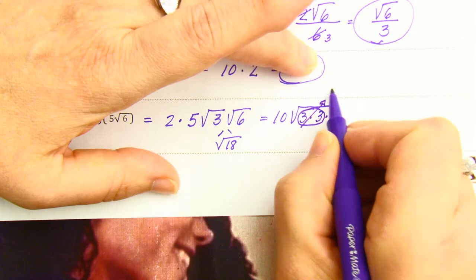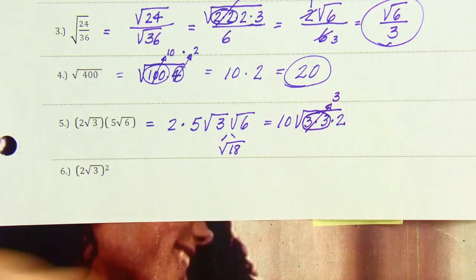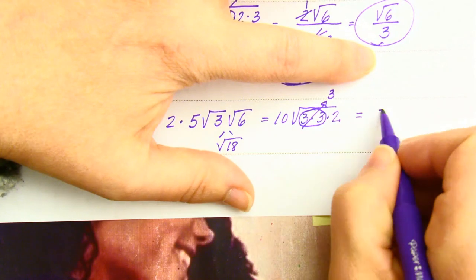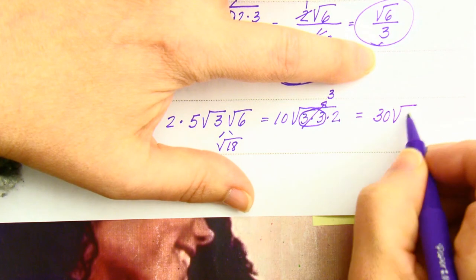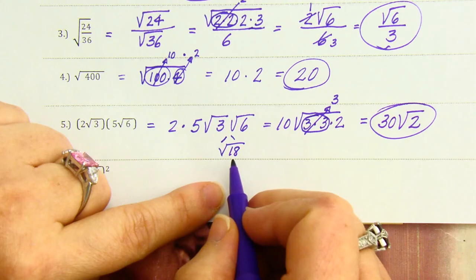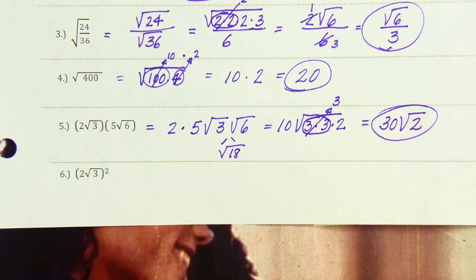That's a single 3. Now that's on the outside, and so is the 10. You have to multiply them. That's 30 times the square root of 2. Again, if you wanted to treat this as 9 times 2, the 9 would come out as a 3 anyway. So it depends just which way you see the numbers and what you're more comfortable with.